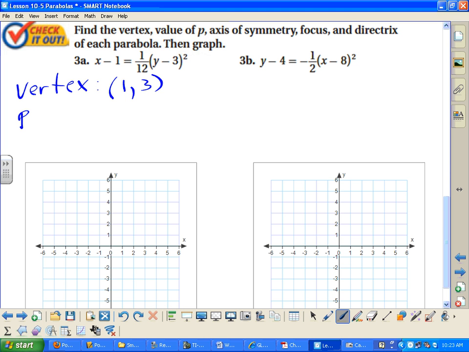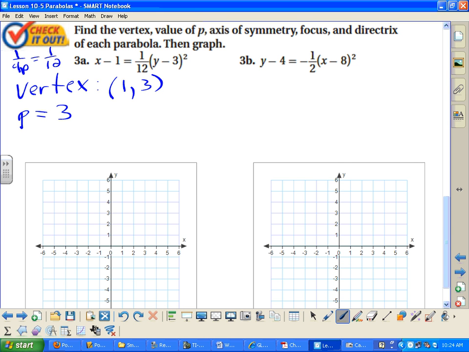The value of P in this case, all right? Not too bad, 1 over 12, we can figure that one out. For letter B, might be a little bit more difficult, but in this case, P is 3, because 4 times 3 is 12. Okay? 1 over 4P equals 1 over 12. So P would have to be 3.